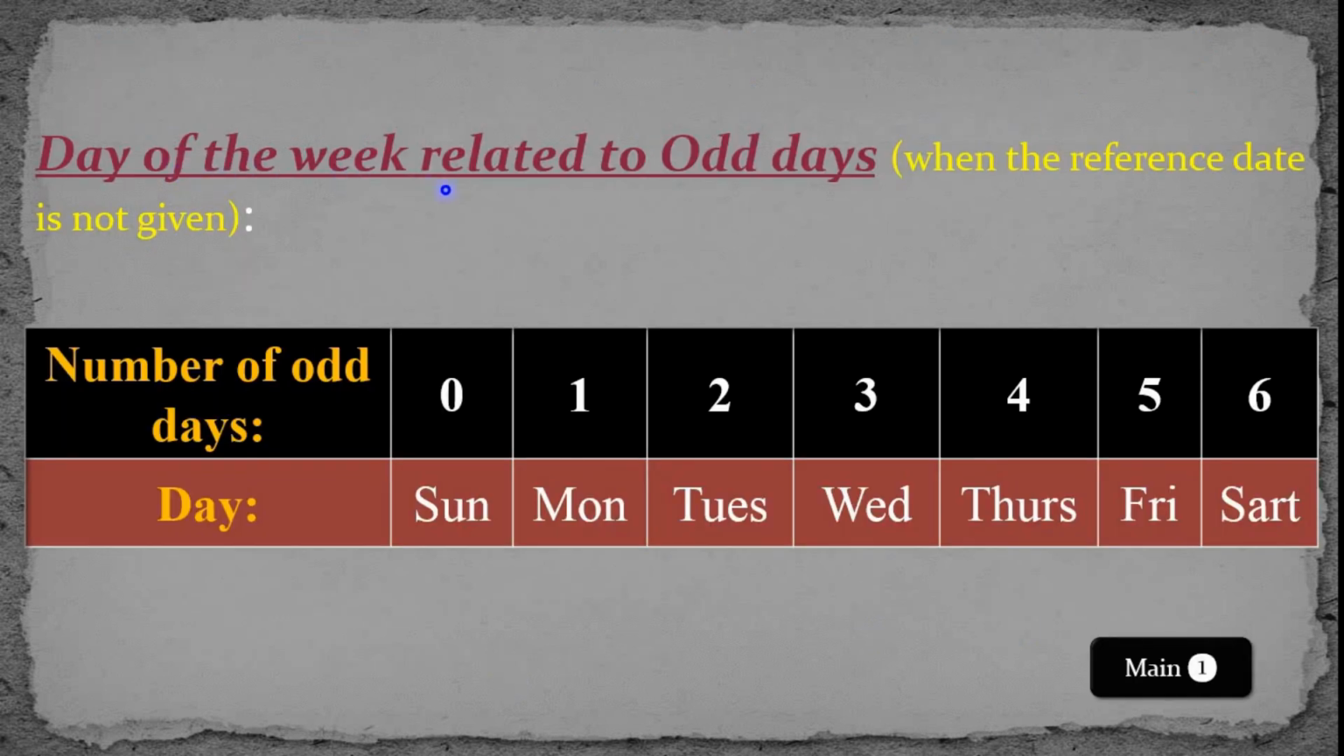Day of the week related to odd days when the reference date is not given. This table is used in the first type of problem, that is, only one date is given in the problem. We have to find the day of that given date. Suppose we get the number of odd days as 0, then 0 denotes Sunday, 1 denotes Monday, 2 denotes Tuesday, 3 denotes Wednesday, 4 denotes Thursday, 5 denotes Friday, 6 denotes Saturday.